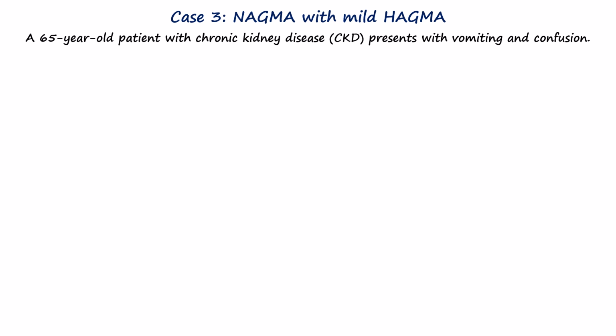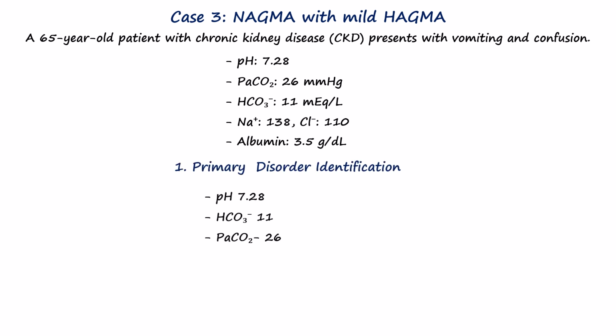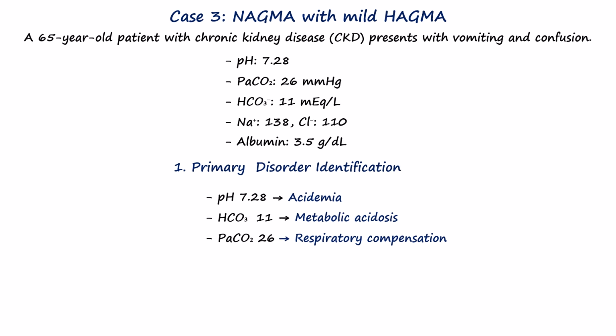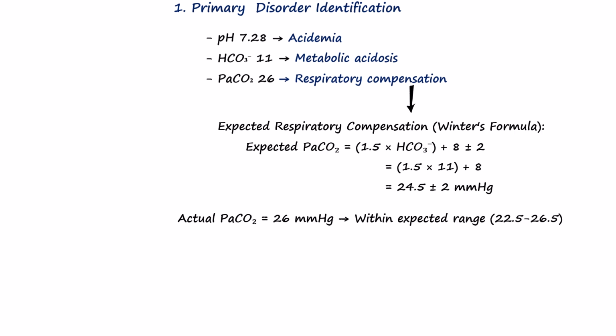We'll do one more case. A 65-year-old patient with CKD presents with vomiting and confusion. Initial labs are given here. Looking at the ABG, the pH and bicarbonates are both low. So it is a metabolic acidosis, and the low PaCO2 in the same direction as bicarbonate indicates respiratory compensation. The compensation for metabolic acidosis is also appropriate as shown here.